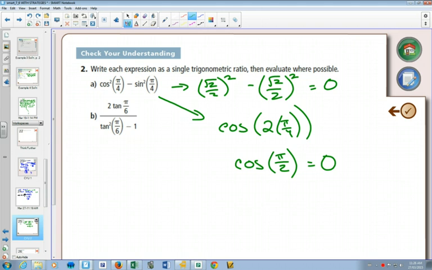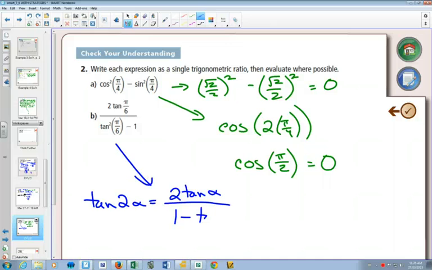Same thing with this one, pi over 6. You could just do it directly. It's a little bit nasty with all of the fractions that would be involved. Can you see that this matches up almost with the tan 2 alpha formula? Almost. Because the tan 2 alpha formula looks like this. It's got 2 tan alpha, which matches up perfectly with what we have, but it has 1 minus tan squared alpha on the bottom instead of tan squared minus 1.